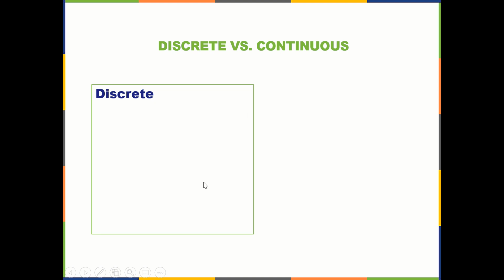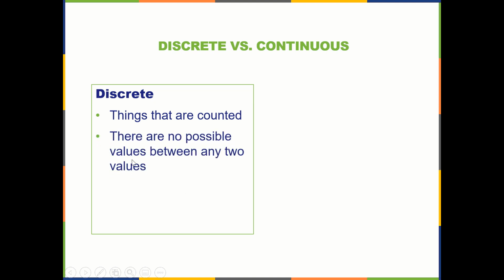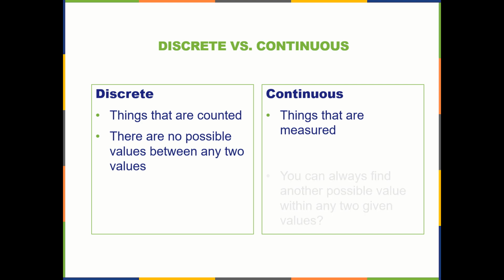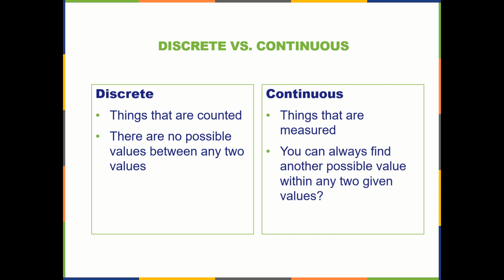So discrete are usually things that are counted, and there are gaps between possible values. So you can actually go between any two possible values and not have anything in between. Whereas continuous random variables are things that are measured, and no matter what two possible values of the random variable you pick, you can always find another one in between, and that's because there's an infinite number of possibilities. It's a continuous scale with no gaps.